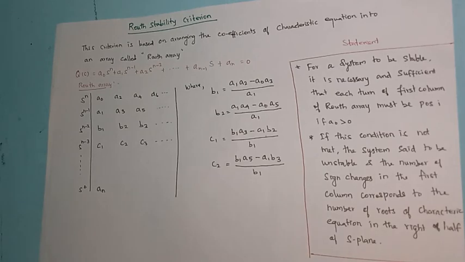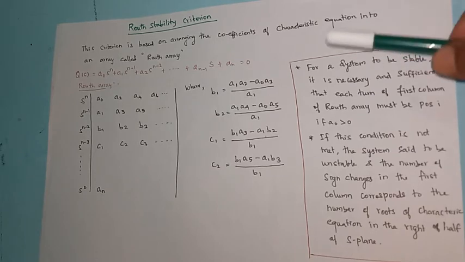This video is going to discuss the Routh stability criterion. As you know, in control systems there are various methods to find out stability. Here, the Routh stability criterion is based on arranging the coefficients of the characteristic equation into an array called the Routh array. First, we take the polynomial equation or the characteristic equation.